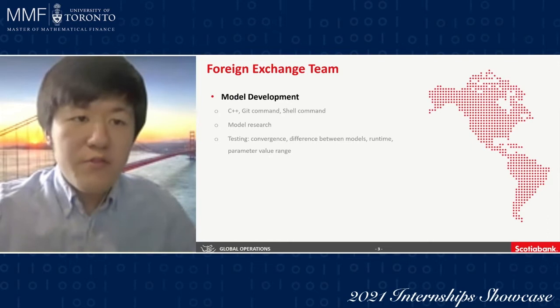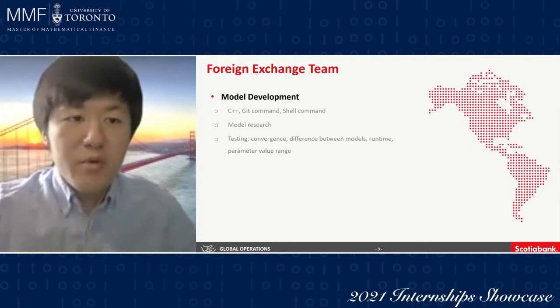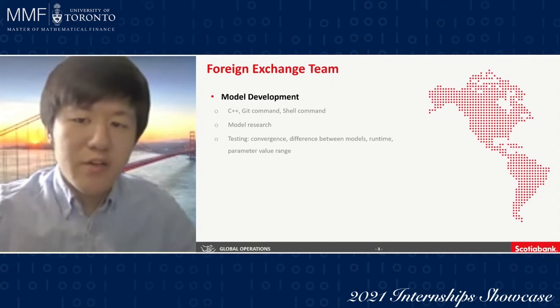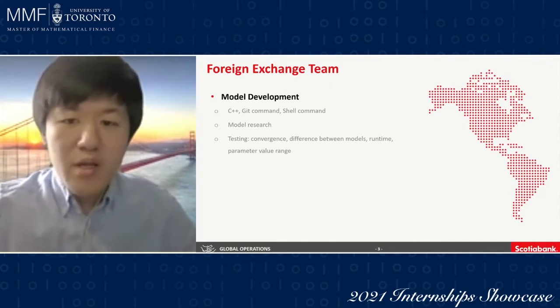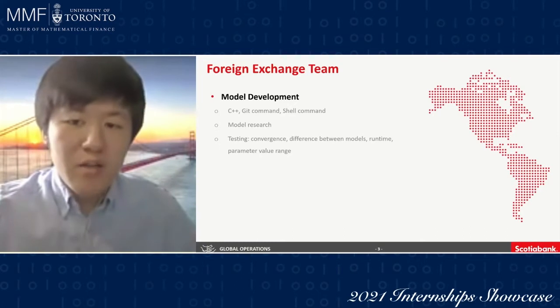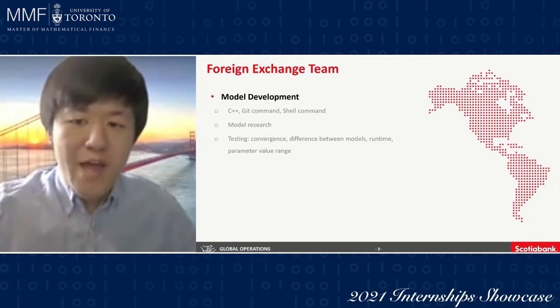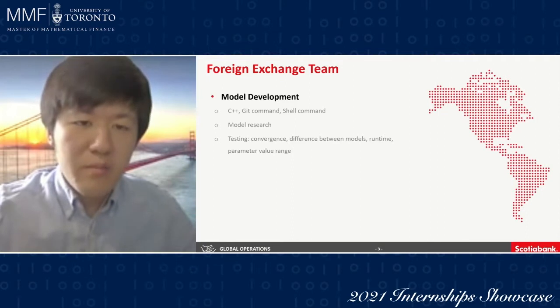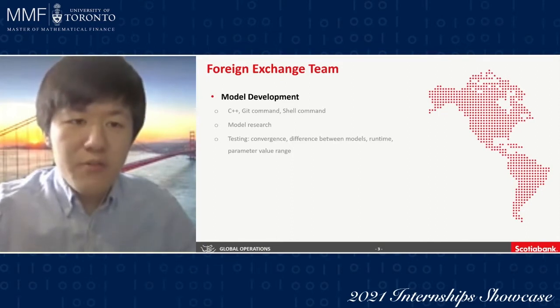Speaking of the foreign exchange and commodity team, my main project was to develop two models for European options valuation, taking the foreign exchange rate into account, because the underlying asset might be from foreign countries. I built the Heston model and the quadratic local volatility model. The quadratic local volatility model assumes the local volatility parameter to be a quadratic function of the stock price. We used the Heston model as the benchmark and compared its values with the quadratic local volatility model by increasing the steps of the simulation to see if the two values converge to each other.